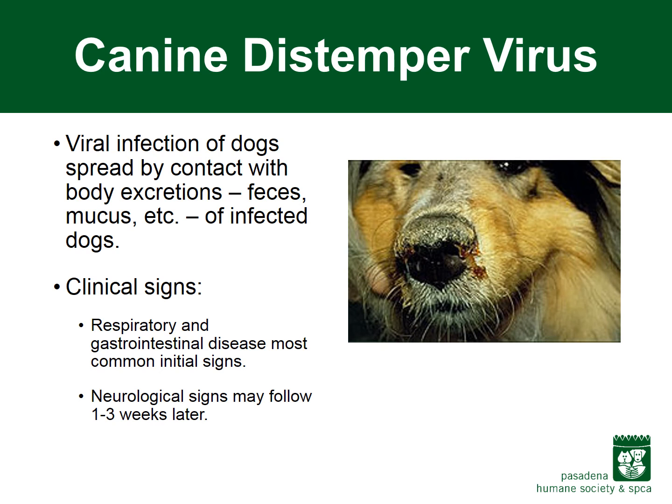Distemper in canines. Distemper is a viral infection of dogs that is spread by contact with body excretions, so feces, mucus, etc., of infected dogs. Clinical signs are respiratory and gastrointestinal disease. That's the most common initial signs. And then neurological signs may follow a couple weeks later.